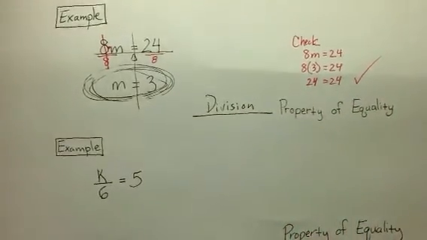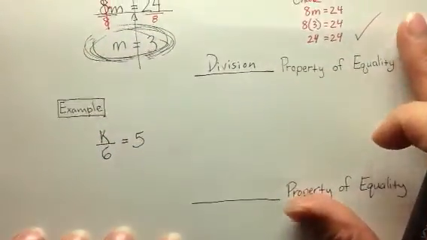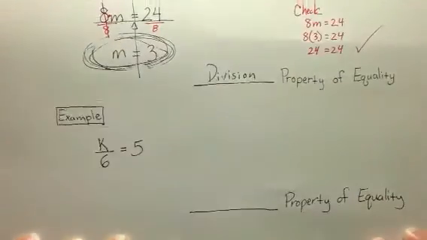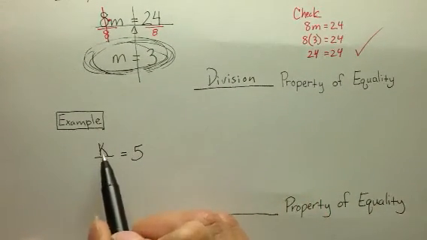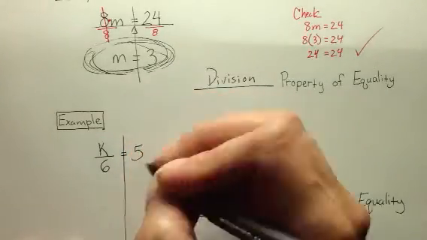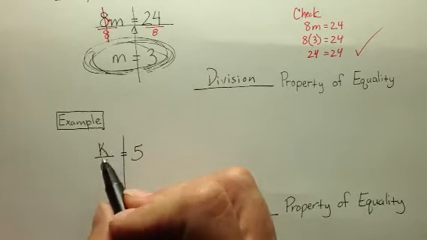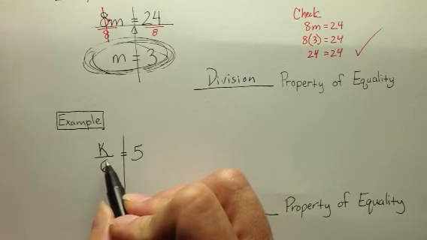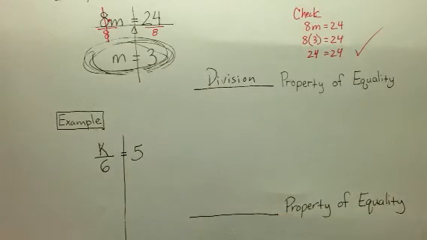Alright, and my last example here, I can't put this paper up anymore. That works. Okay, so some number divided by 6 equals 5. So I've got my left side and right side here. To get k alone, so k divided by 6, the inverse or opposite of this division is multiplication.